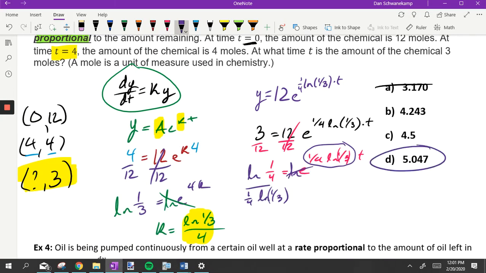5.047. My answer is D. If it's easier for you to get the K value here instead of leaving it like that, do that. Give a decimal, leave it in your calculator, that's fine. I don't particularly care which way you do it.